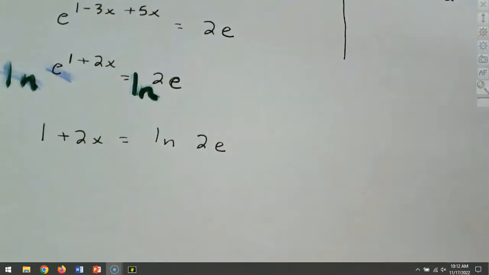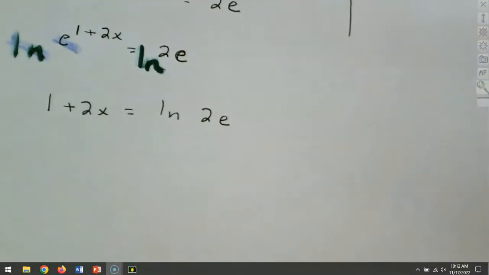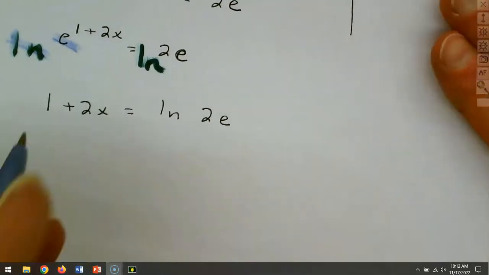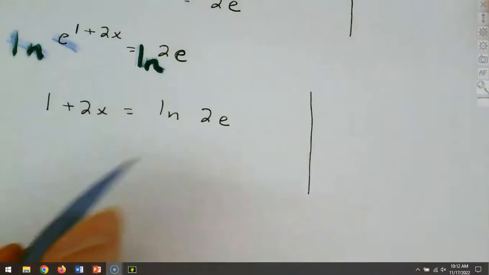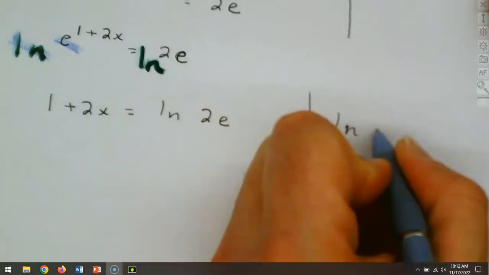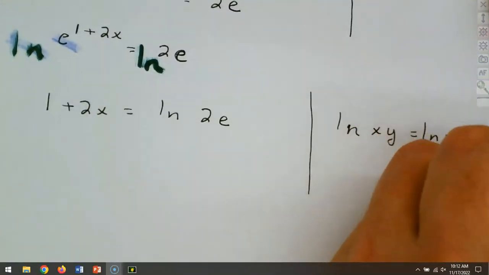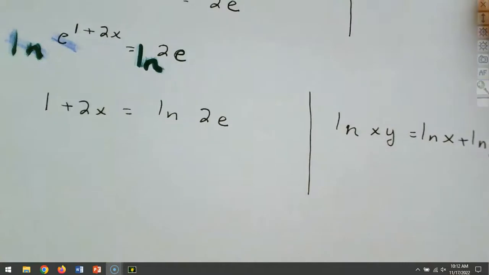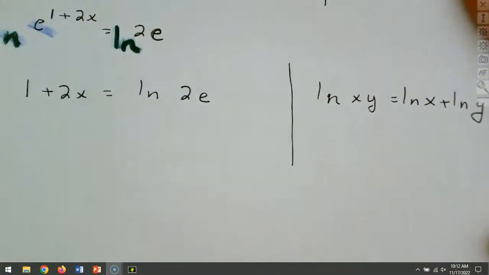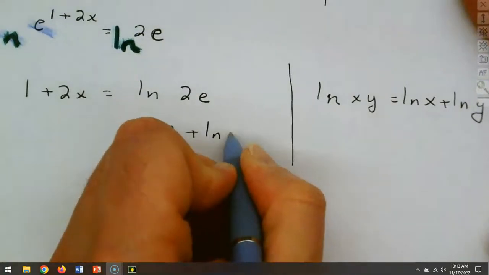And how can I work this one out? We've got different ways of approaching it. I would probably say just the easiest way would be to split it up. Because remember, we have this property, natural log or log base 10. They all have the same property. Natural log of xy equals natural log of x plus natural log of y. Right? We can split it up like that. So I can go ahead and split this side up into the natural log of 2 plus the natural log of e.